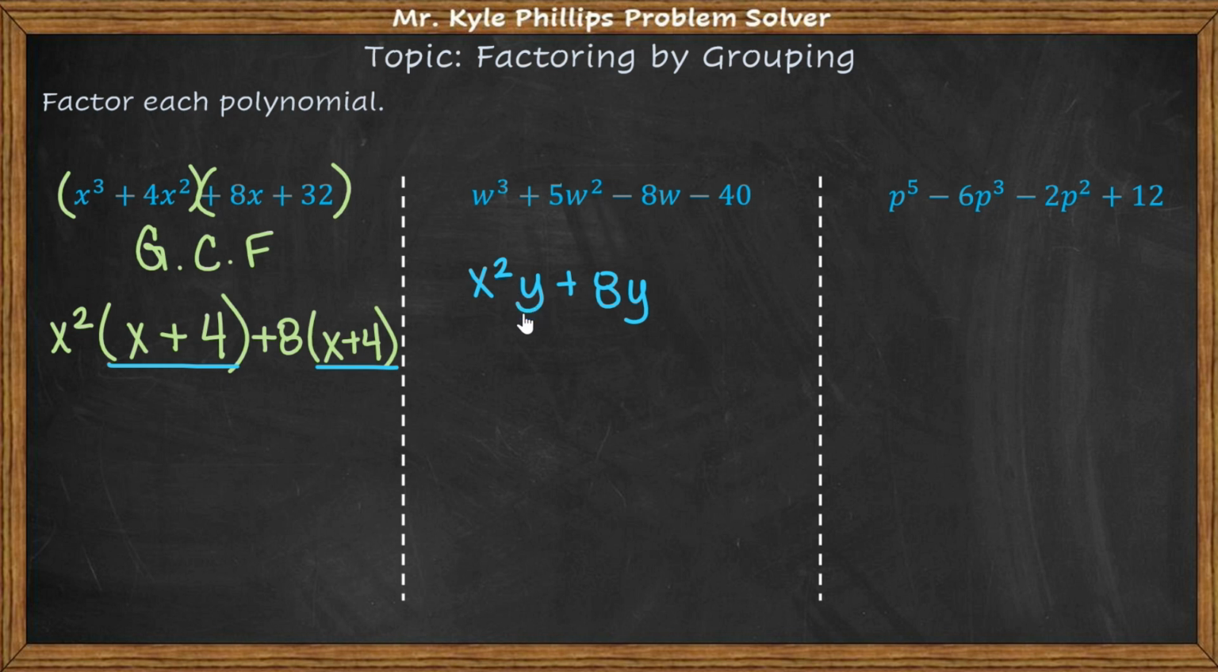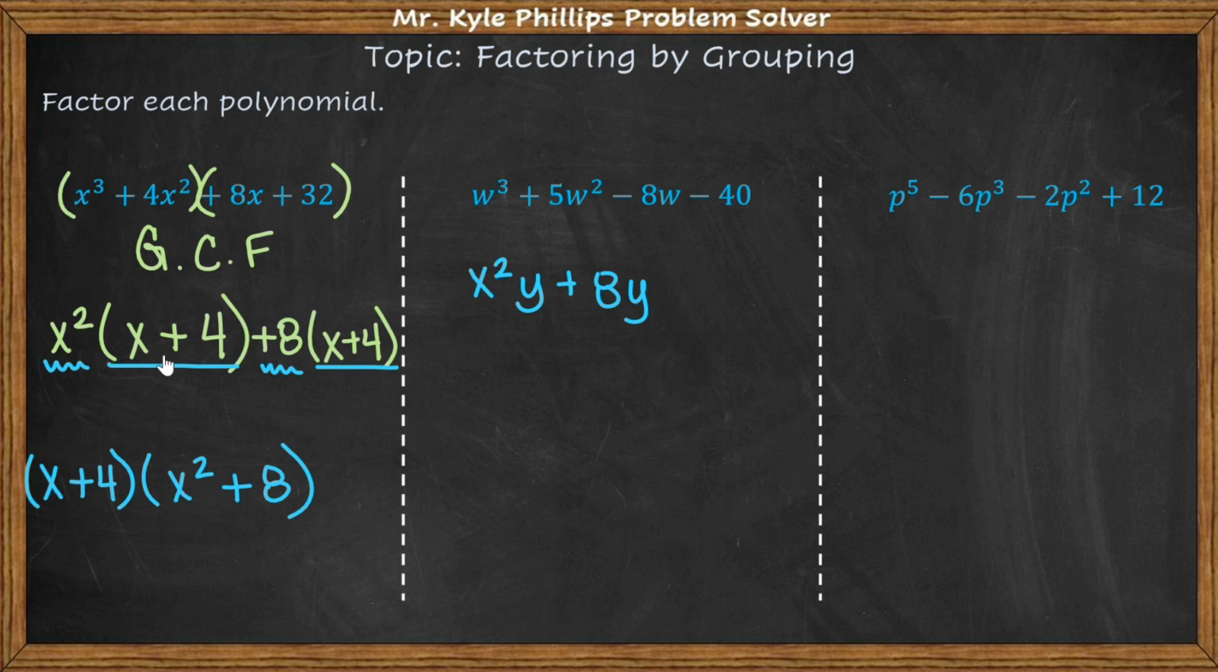All I'm really doing is replacing y, or here in this example, it's not one term, it's a binomial. There is a greatest common factor. It just so happens to be a binomial of x plus 4. So I'm going to factor that out. And what I'm left with is what remains, x squared plus 8. And here, this would be the factored form of this polynomial.